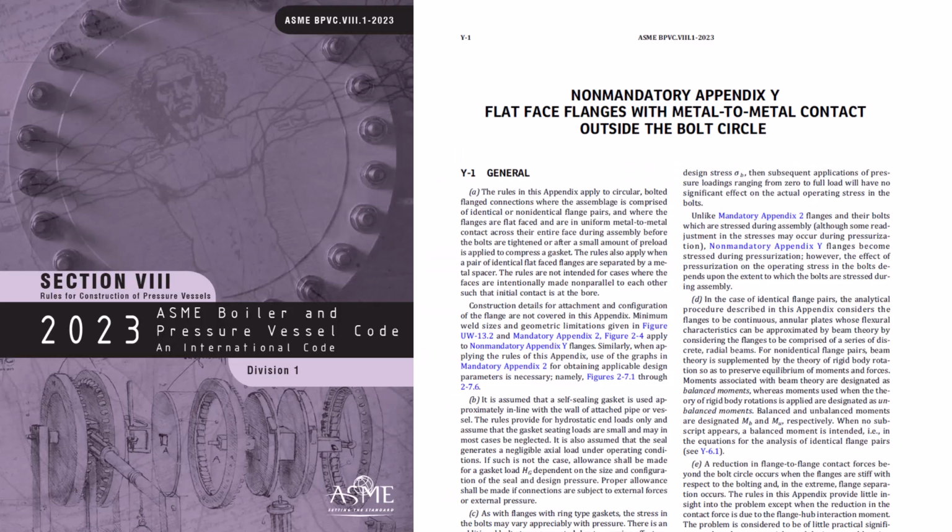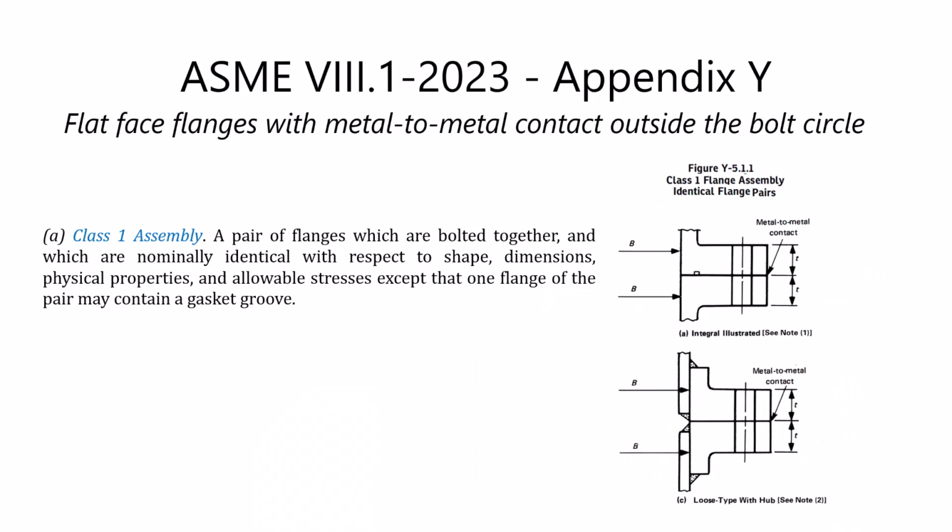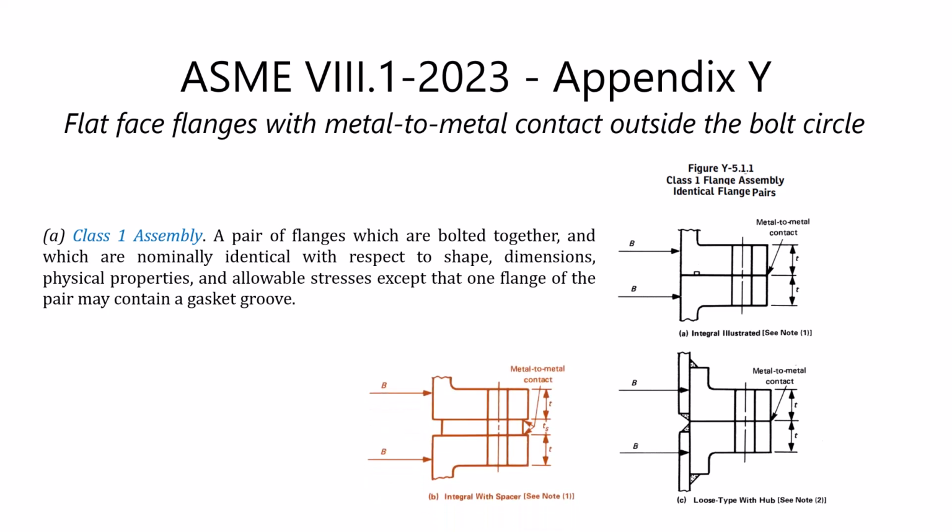Appendix Y from ASME 2023 Section 8 has been implemented for general usage in AutoPipe Vessel. It's an alternate method for flat flanges with metal-to-metal contact. Let's look inside the norm. First, there is a classification of flange assemblies depending on whether they are identical or whether there is a cover. Class 1 assembly stands for two identical flanges that can be integral or loose type. Please notice that only ring joint gaskets are covered. Metal spacers are not available in the software.